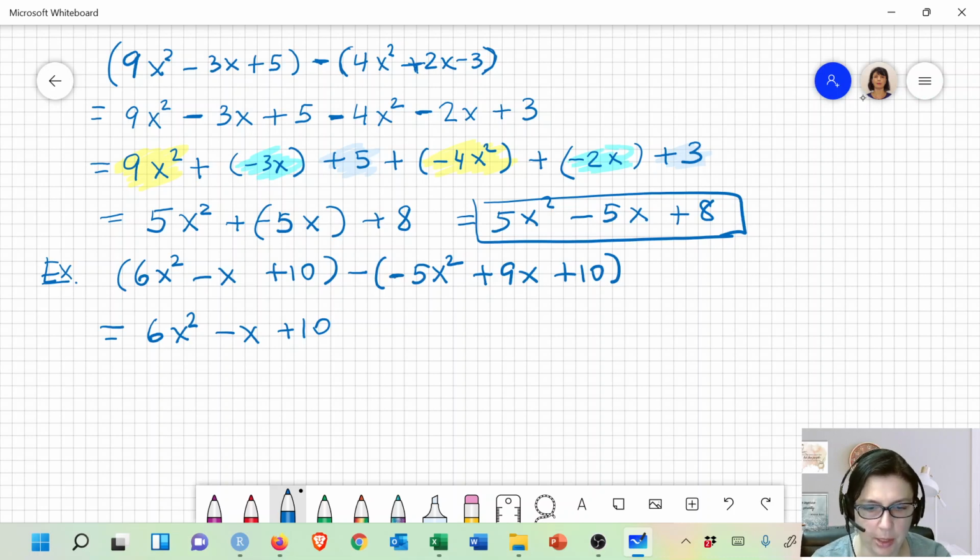So there is a minus. That's going to become a plus. So that's plus 5x squared. This one was a plus. That's going to become a minus. This was a plus. It's going to become a minus.